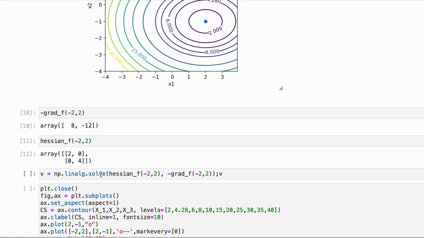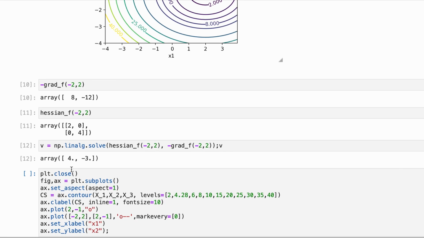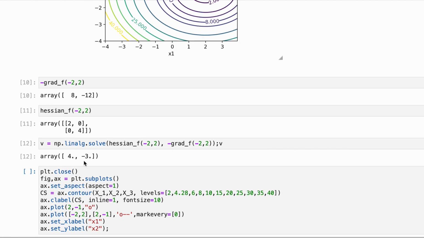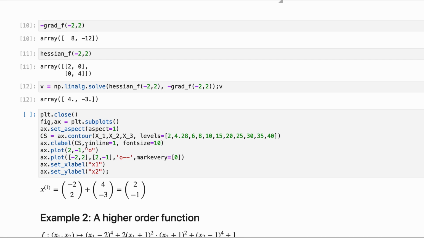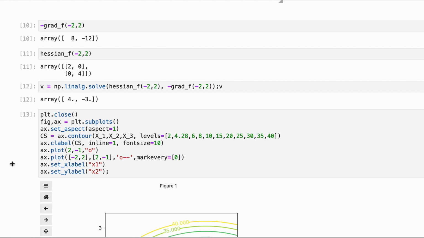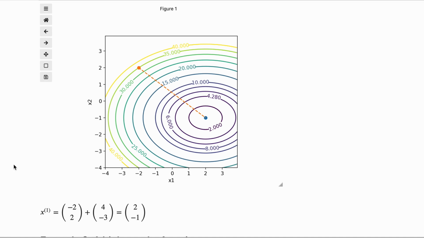So what this does, it solves the linear equation with this matrix here, that's the Hessian, and this right-hand side, minus the gradient, and stores the result as the vector v. So if we compute that, we get 4 and minus 3. So that's the Newton step, 4 and minus 3. If we do that, the next x1, this is minus 2, 2, plus 4, minus 3, we will get 2, minus 1 as the next point. And we can have a look at that in our plot here.